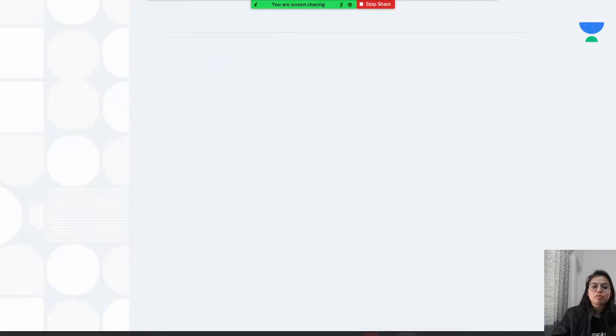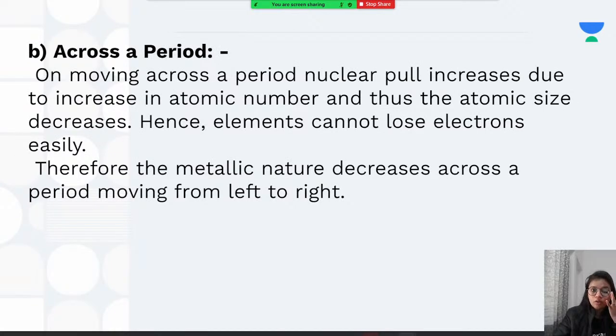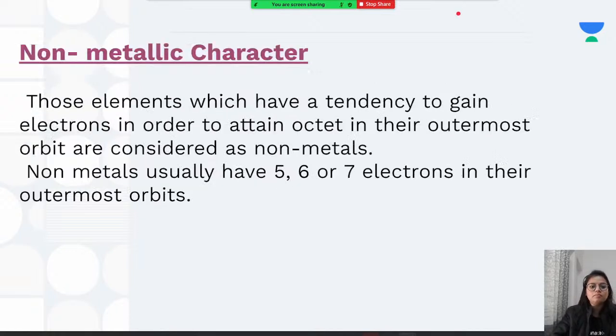Next, talking about the metallic character across a period. As we move across a period from left to right, what is happening? The nuclear pull is increasing due to the increase in atomic number, so the atomic size is also decreasing, and elements are not able to lose their electrons easily. Therefore, the metallic nature decreases across a period.